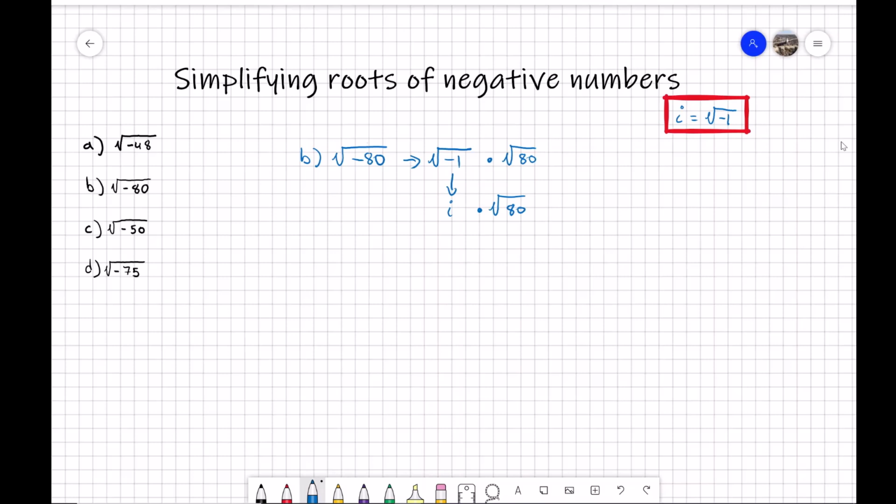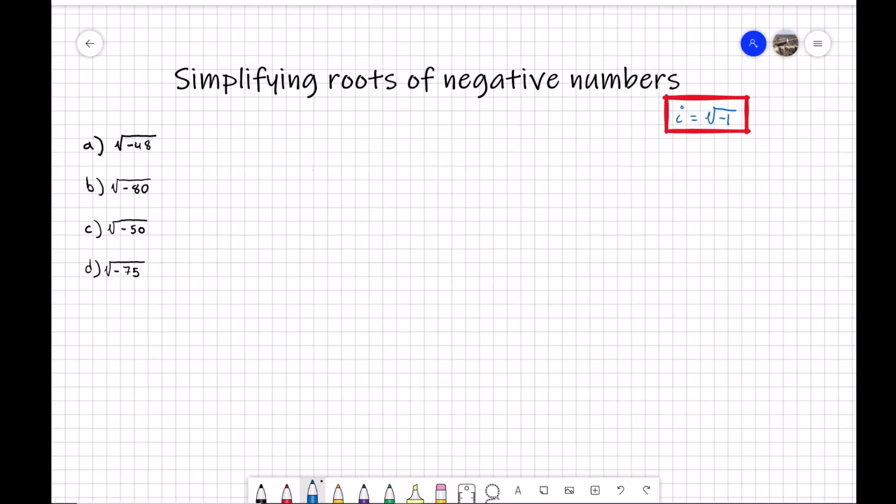If we simplify 80, we have 80 divided by 2, that's 40, divided by 2, 20, divided by 2, 10, divided by 2, 5. So we have 5 times 2 squared times 2 squared. So we end up with i times 4 again, square root of 5. So again, the solution would be 4i square root of 5.